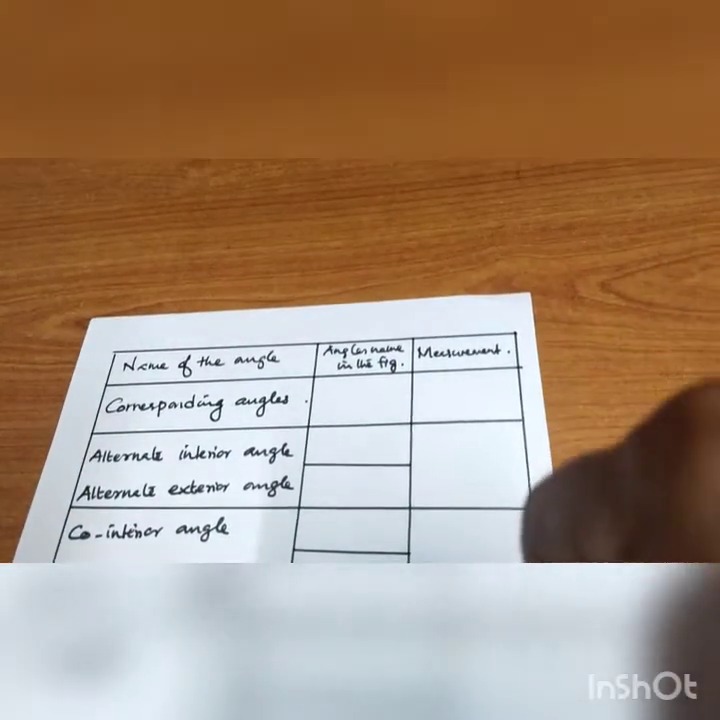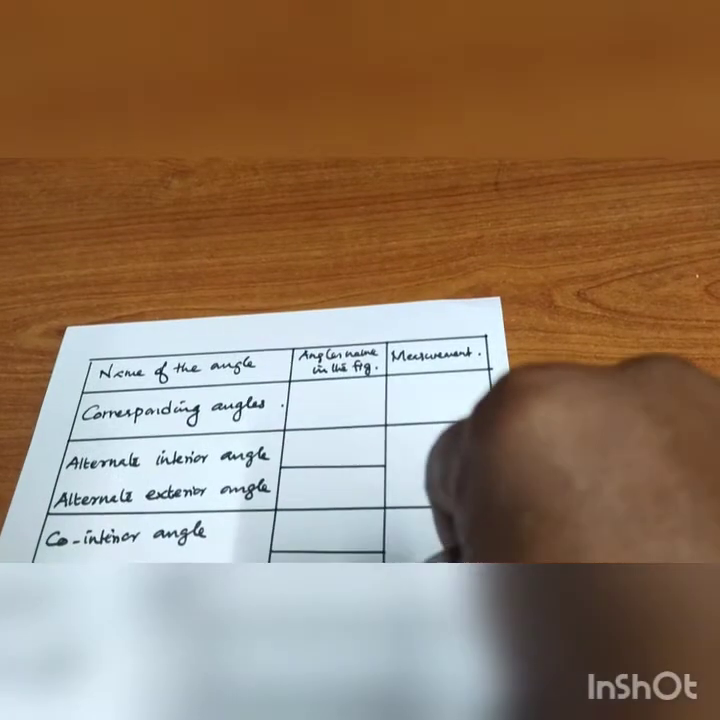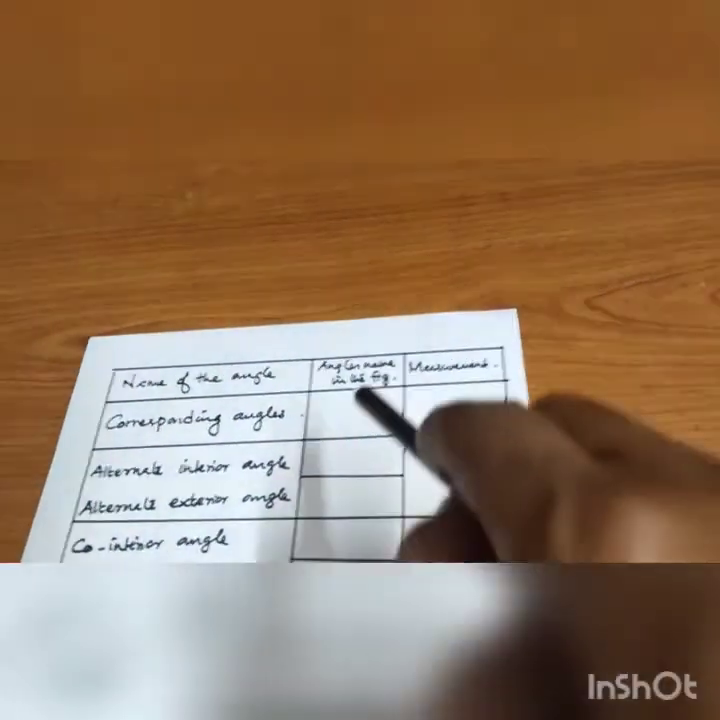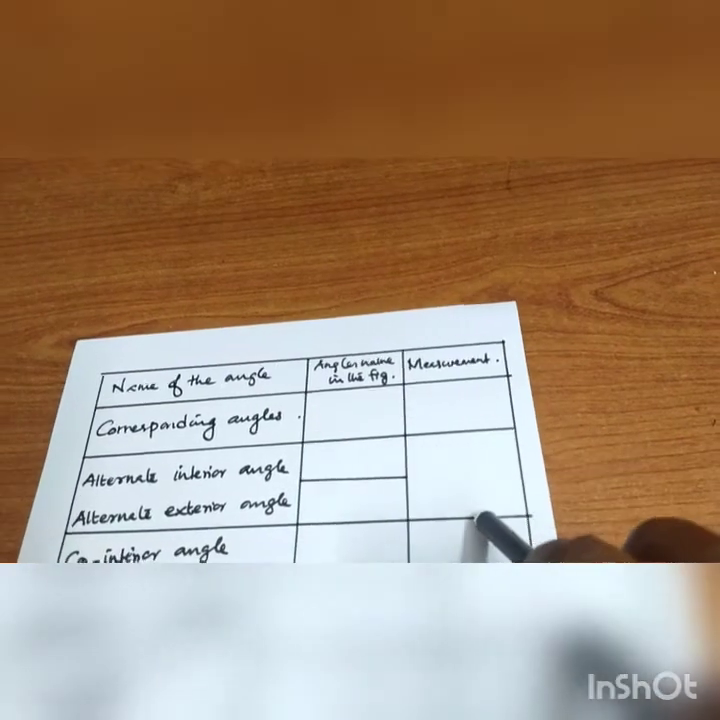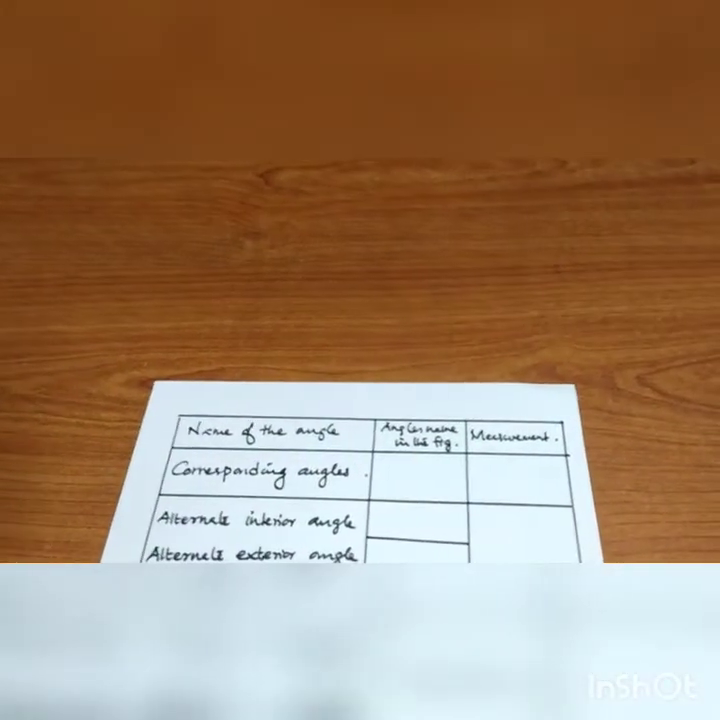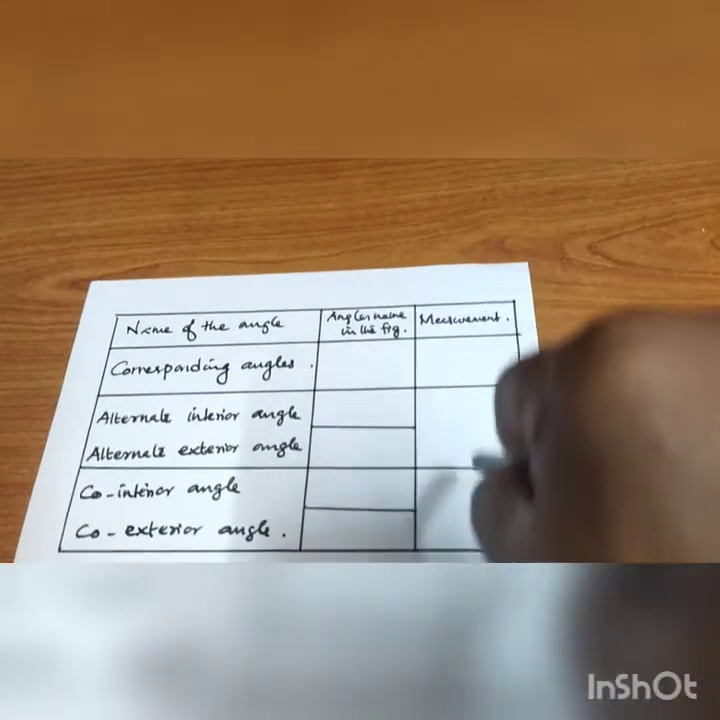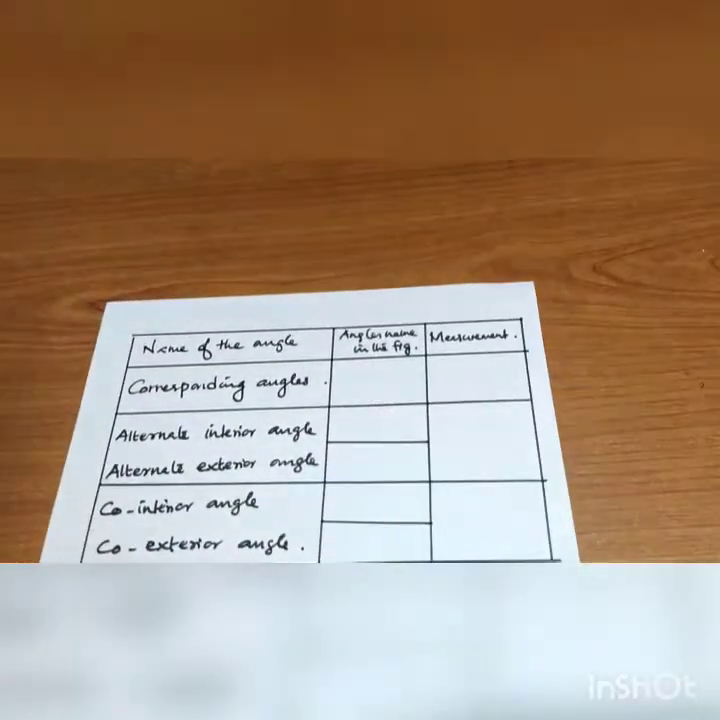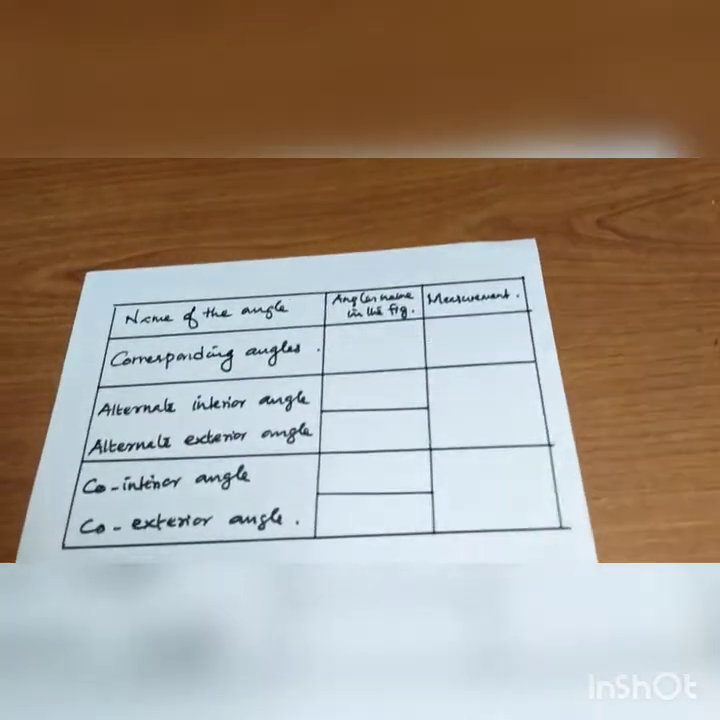Only if you draw the parallel lines will the measurements satisfy the properties. Corresponding angles are equal, alternate interior angles are equal, exterior angles are equal, co-interior angles are supplementary. Only when you draw the parallel lines do you get the same measurements. Okay, that is about the 9 activities based on this unit.